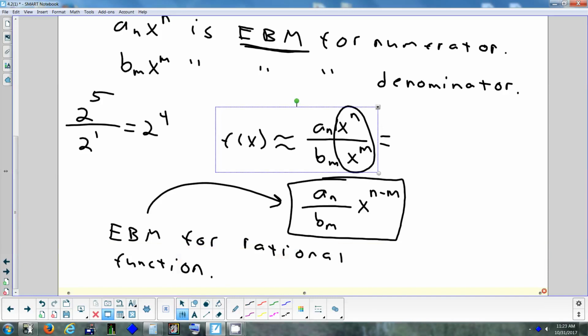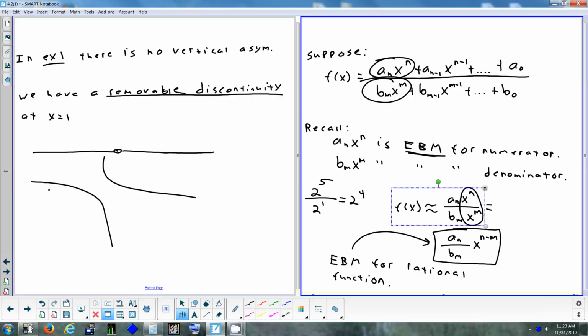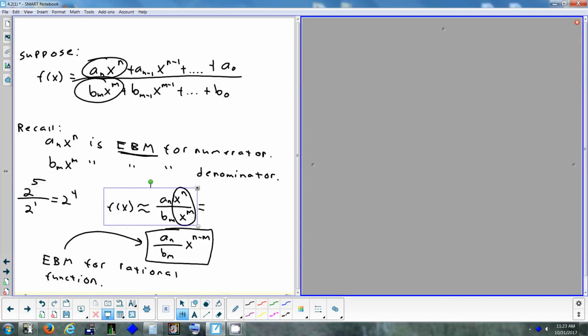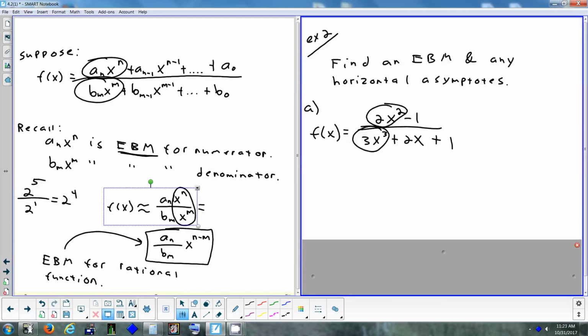Okay, so let's try the example that I kept jumping to, and then we'll do it with some actual numbers. All right, so first one. I've kind of already circled the EBM here, so we'll just write it down. The highest degree term in the top is 2x squared. The highest degree term in the bottom is 3x cubed. And now we simplify it.